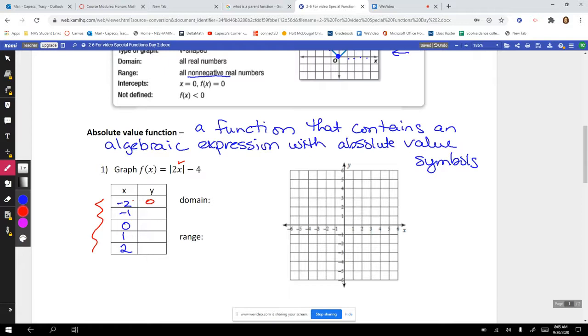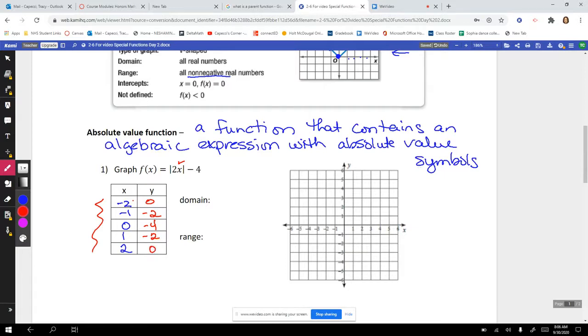We'll do the same thing with negative 1. 2 times negative 1 is negative 2. Absolute value of negative 2 is 2. 2 minus 4 gives you negative 2. Now 2 times 0 is 0. 0 minus 4 gives us negative 4. 2 times 1 is 2, absolute value of 2 is 2, minus 4 gives us negative 2. And then 2 times 2 is 4. Absolute value of 4 is 4. Minus 4 gives us 0.